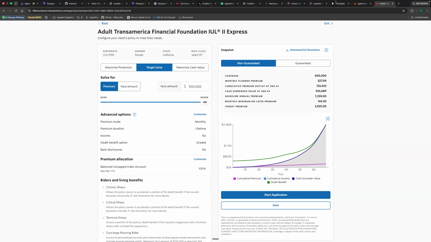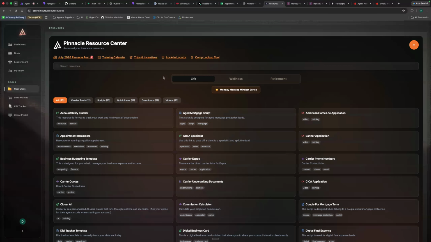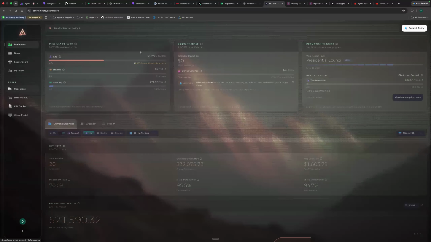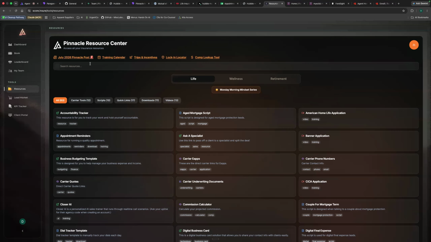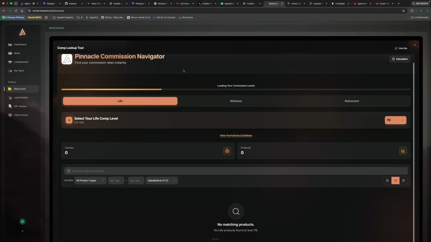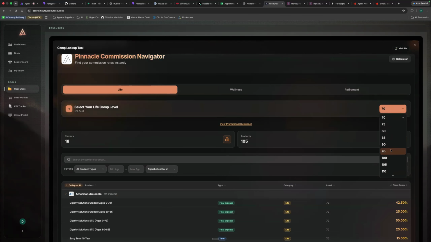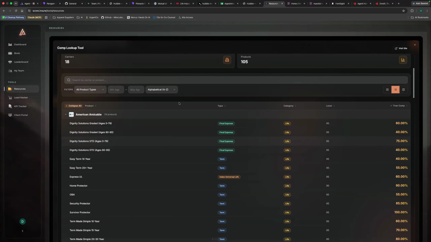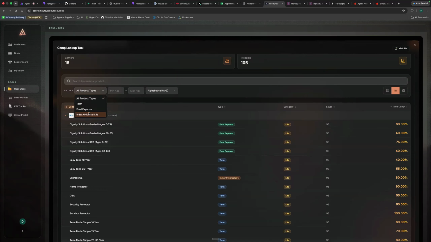Okay, so on Score, it's going to land you at the dashboard. You're going to go to resources. In resources, up at the top in this beautiful orange font on a brown background, we're going to click on comp lookup tool. And in the comp lookup tool, you're going to select your comp rate, 95 or whatever it is. And you're going to see all these carriers. You can filter by term, final expense, or IUL. And then it's just good to look.